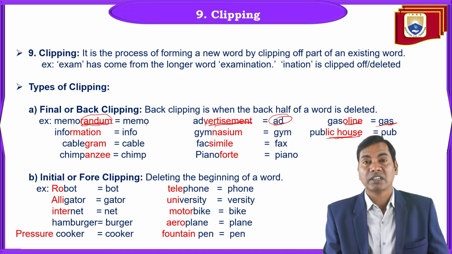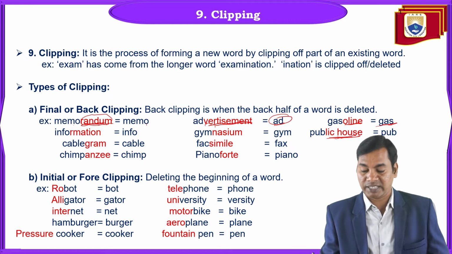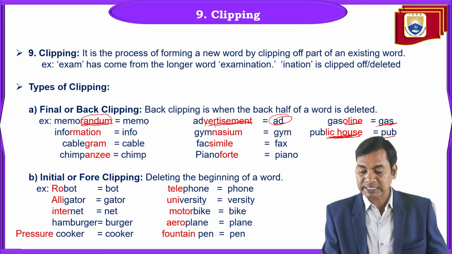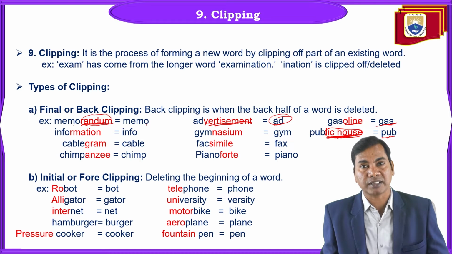Public house. If I say public house, no one will understand. But the moment I say pub, everyone will get a picture into their mind. So the word pub has come by using back clipping. The full word for that is public house. In that word public house, I clipped off L-I-C and H-O-U-S-E. I cut off the back final part of that word, and then I got the word pub. I got the word by using the final clipping process.